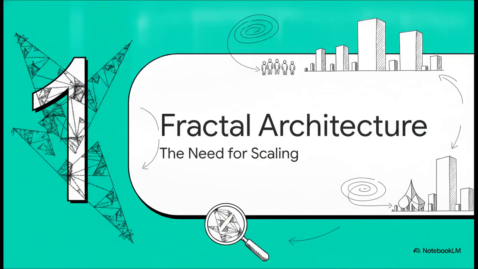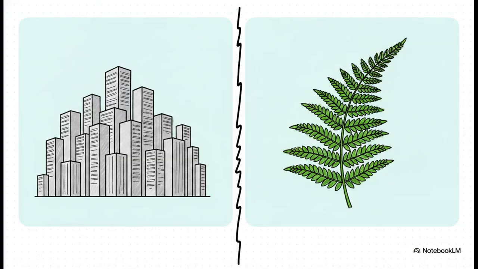Section 1. The need for fractal architecture. To really understand this, we have to look at the work of mathematician Nikos Salingaros. He, along with other visionary urban theorists, proposes that modern architecture is currently struggling with a massive crisis of scale. We've essentially forgotten how to build for human beings.